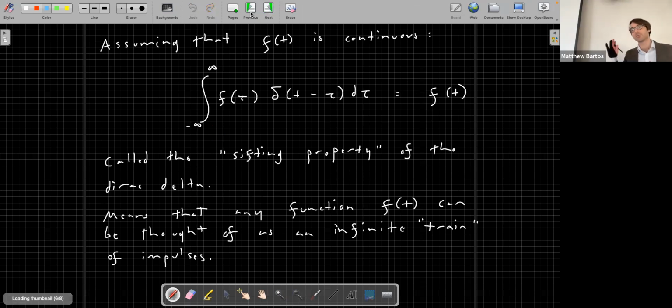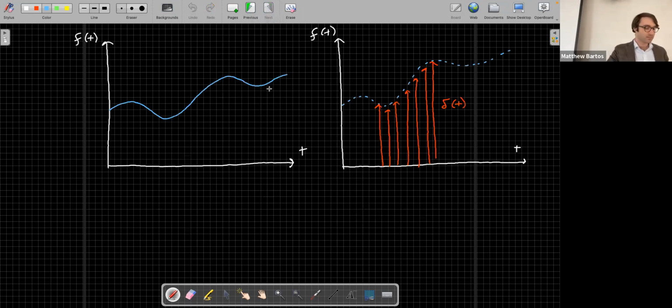Okay. And note that in discrete time also, there's an analogous delta that is finite. So for discrete time systems, delta is defined a little bit differently. Okay, great. So keep that in the back of your mind. Now we're going to go into the definition of convolution. We have a function f of t that we can equate to an infinite train of impulses.